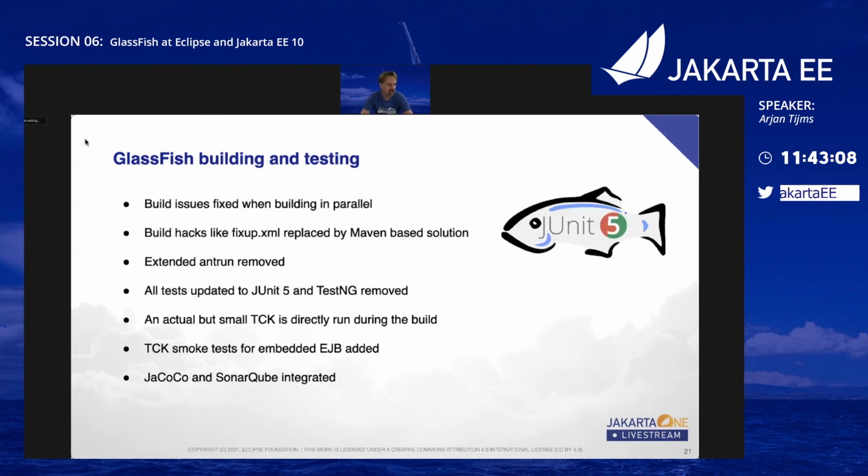All right. So then, one of the other things we focused on for GlassFish at Eclipse was building and testing. So there's a lot of things there. We moved to JUnit 5. There's quite a lot of work. Removed as much as possible from TestNG. Not that we're against TestNG in any way, but you want to have a consistent build system and test system. So there were some tests for TestNG, some were JUnit 5. So we made that a bit more consistent. And we will continue to do that.